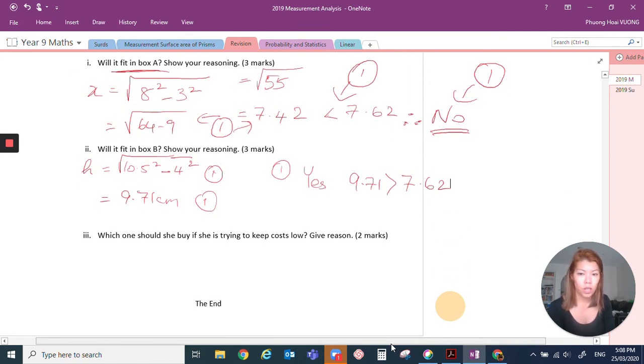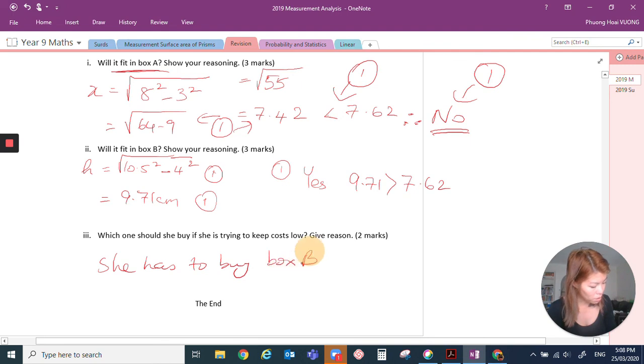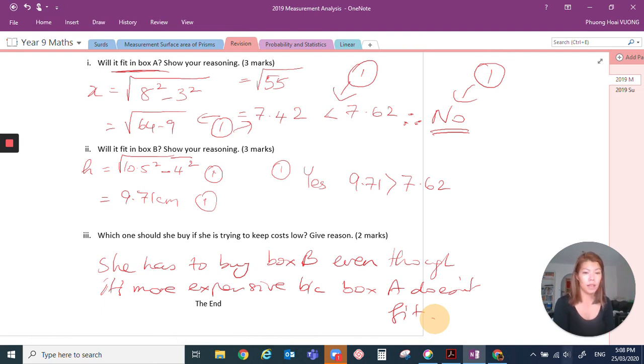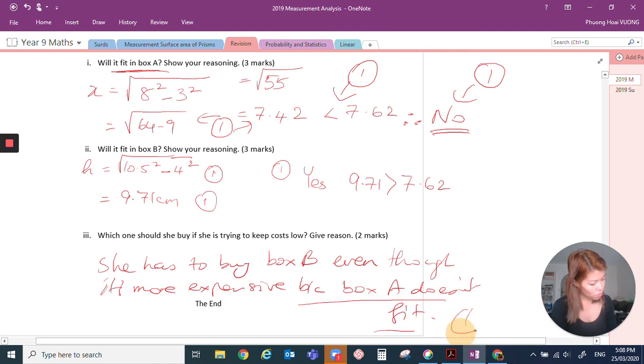And which one should she buy if she is trying to keep costs low? Well, she has to buy box B, even though it's more expensive, because box A doesn't fit. And there you go. That should be all of it. Have fun making it, marking yourself, and make sure that you have all the, oh, hang on. The reason is 1 mark, and what you have picked is 1 mark. Make sure you give reasons.